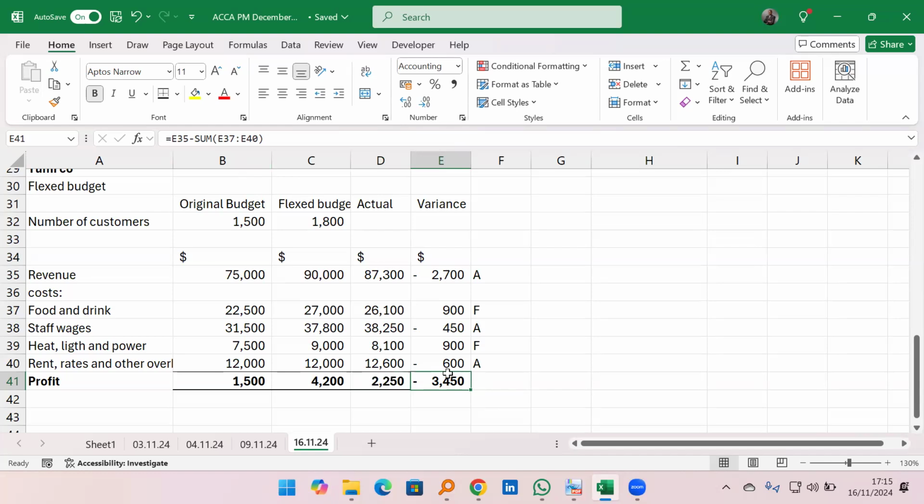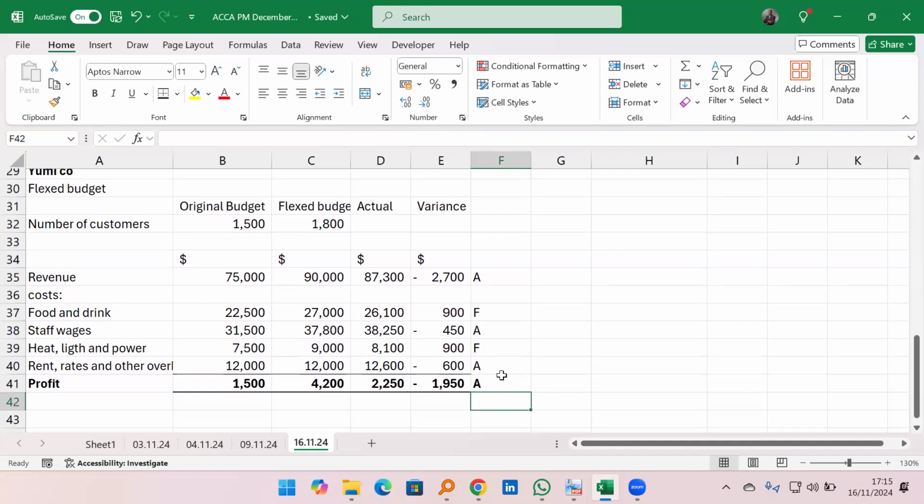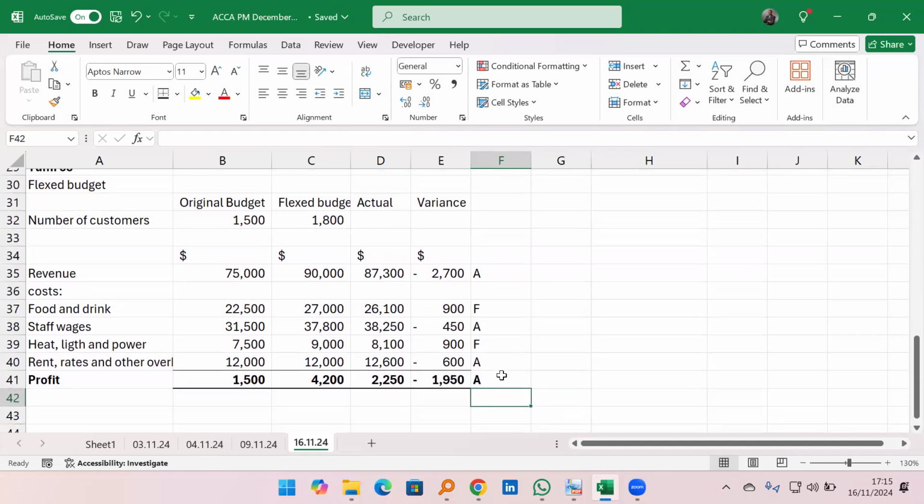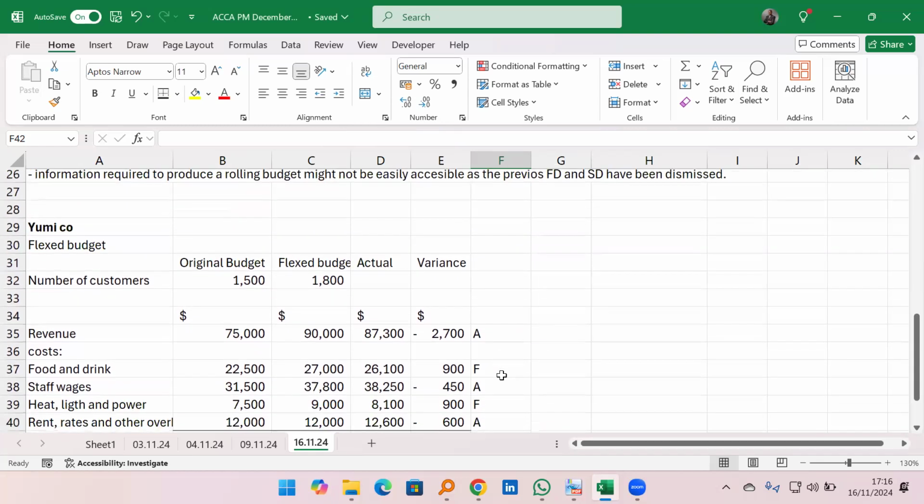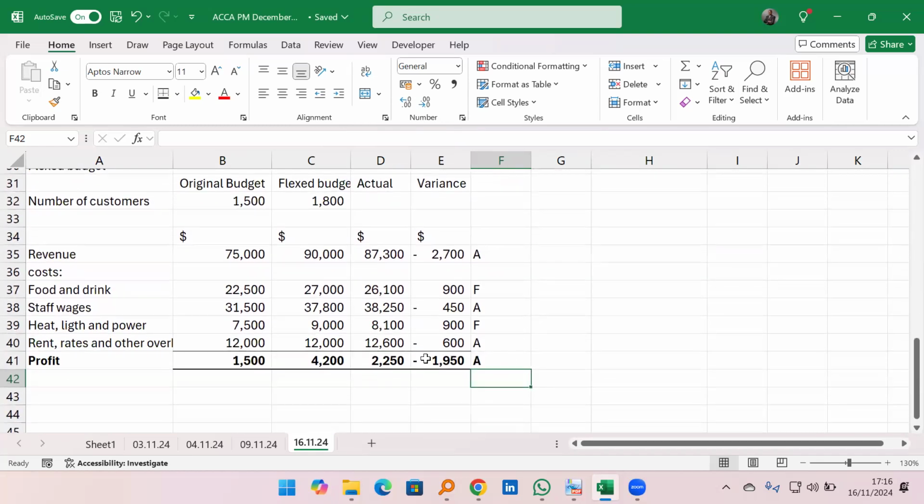No, but the variance is going to be what I should have got. Well, I mean the actual profit minus the flexed profit. So I have a variance of 1,950 and it's adverse. So now I can say, okay, this one was for the query. So this performed poorly. Okay, it was 1,950 adverse.